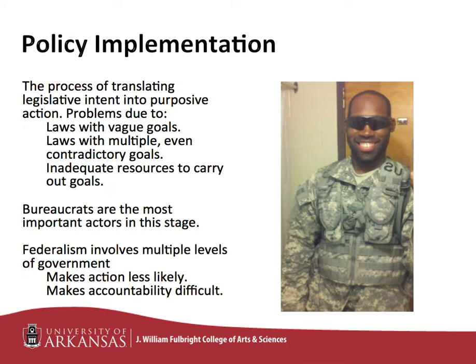Now, one of the things to consider is that a lot of the problems that come about with the implementation of policies is federalism. And because of federalism, we oftentimes have multiple levels of government. Not only does this make action less likely because there are multiple stages at which you have to receive the okay to move forward, it also makes accountability difficult. So you just don't know which one of the stages is responsible for the failure of a public policy. So when we look at policy implementation, there are multiple different opportunities for it to go wrong and for multiple different people to be blamed rightly or wrongly.